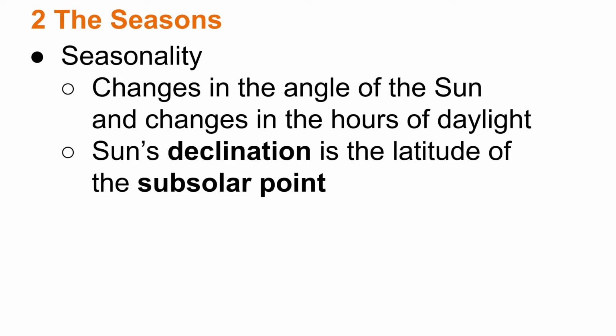So one of the key terms, I put it in bold, declination. The sun's declination is the latitude of the subsolar point. The subsolar point is the latitude where the sun is hitting the surface at a 90-degree angle. So the sun's declination is the latitude that's getting sunlight at a 90-degree angle.